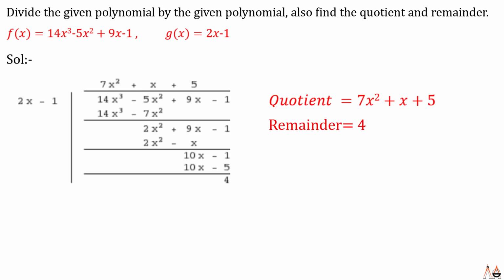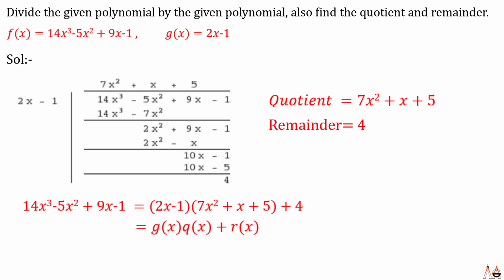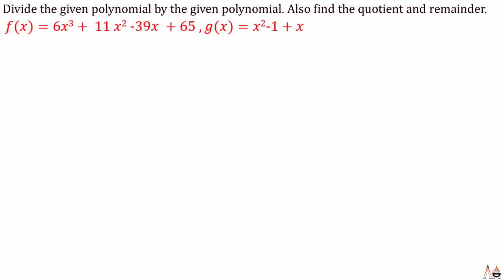And we can see that by the division algorithm, if we write it in the form quotient times divisor plus remainder, that equals g(x) q(x) plus r(x). So in this case, in fact, when we multiply the terms out, we will get the polynomial 14x cubed minus 5x squared plus 9x minus 1. Let's now look at the following example.